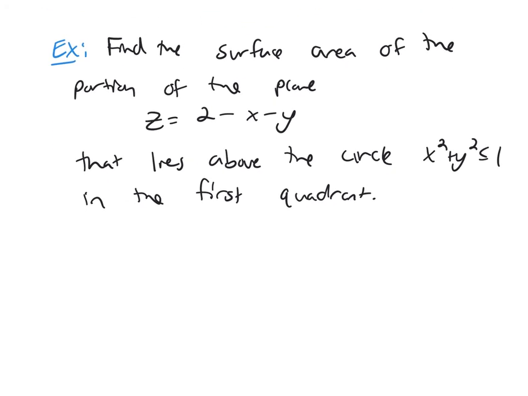So here, just so you know, we have this plane. That's the graph of this equation right here. It's a plane. It's going down here, and then you have the circle of radius 1 here. And you want the surface area of the region that lies above this circle in the first quadrant.